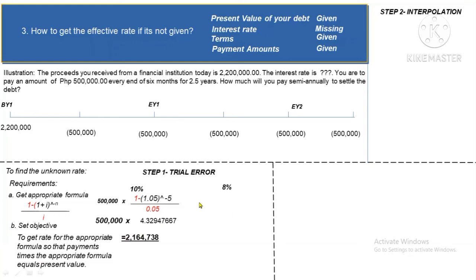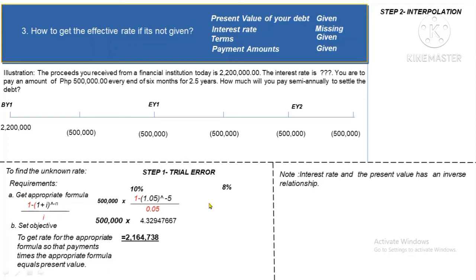Sir, why do we have to try a lower rate? In the past, when we were doing this in the future value context, you said if you wanted to make the future value higher, you try a higher rate. Well guys, that is only true for the future value. Here in the present value, always remember that the interest rate and the present value have an inverse relationship.